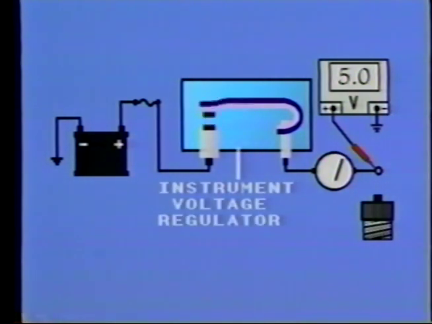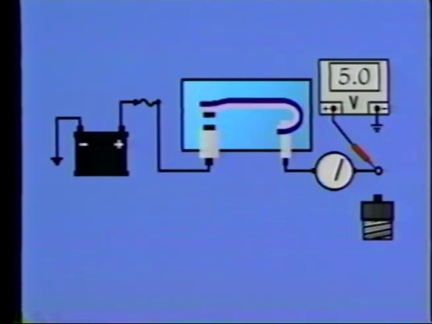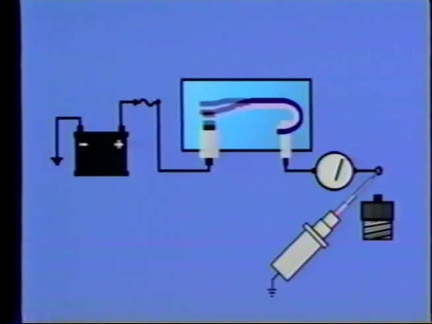Many gauge circuits operate on a fixed low voltage produced by an instrument voltage regulator. This regulator reduces circuit voltage to approximately 5 volts by the use of bimetallic contact points which open and close, producing an output voltage of approximately 5 volts. This can be measured with a voltmeter. Or if a test light is connected to the output terminal, it'll flash rapidly.